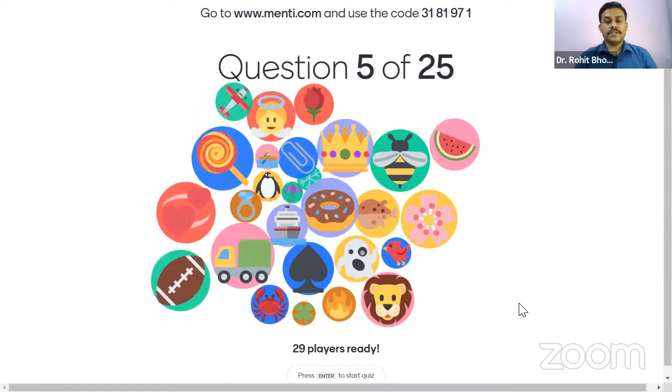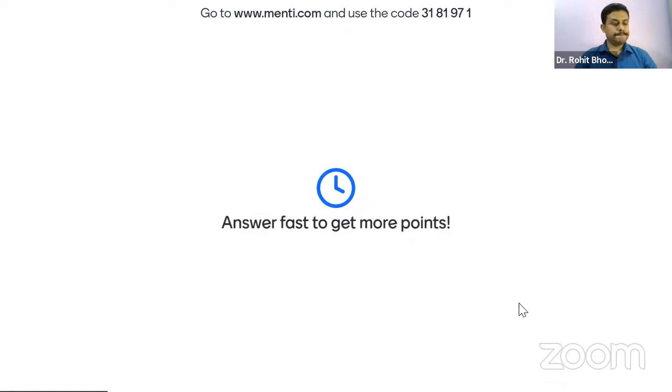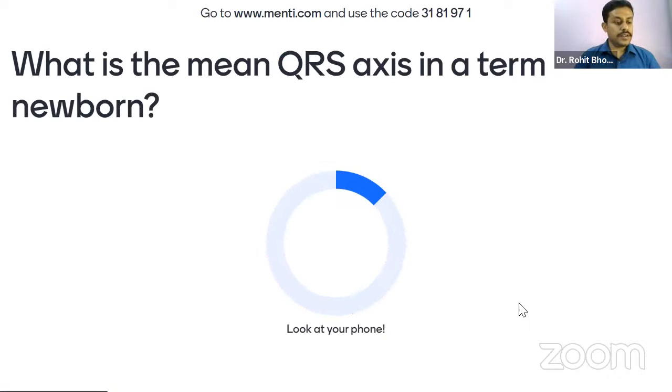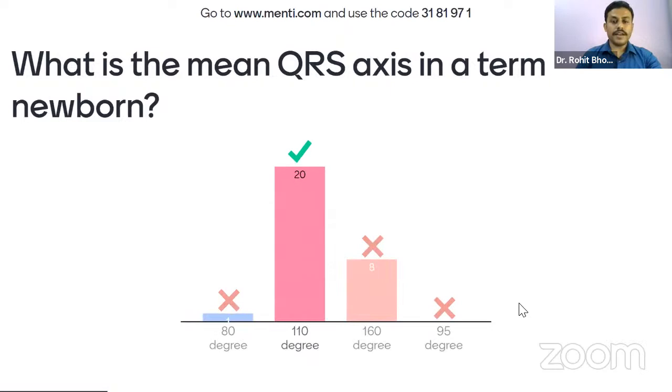Question number 5. What is the mean QRS axis in a term newborn? 80 degree, 120 degree, 160. Almost everyone voted. 20 people gave correct answer. It is 110 degree.